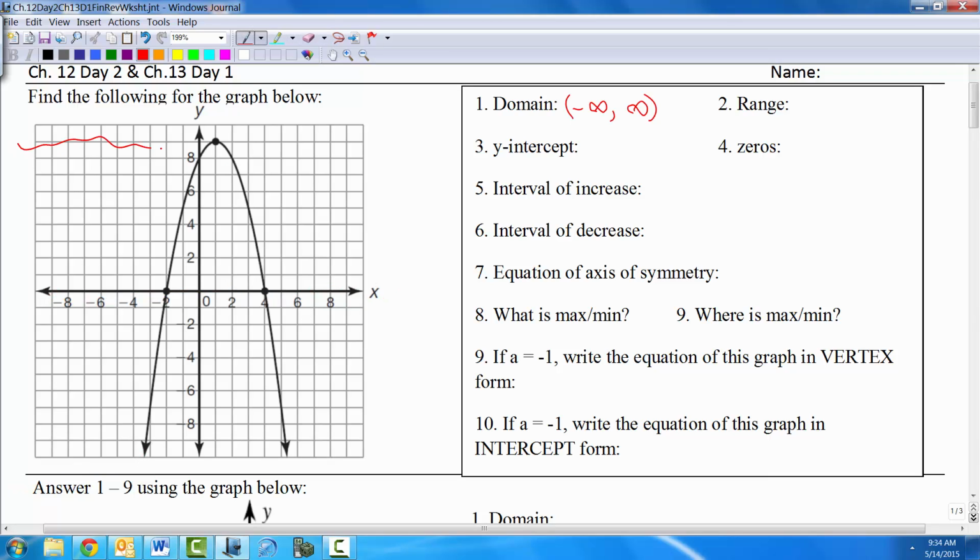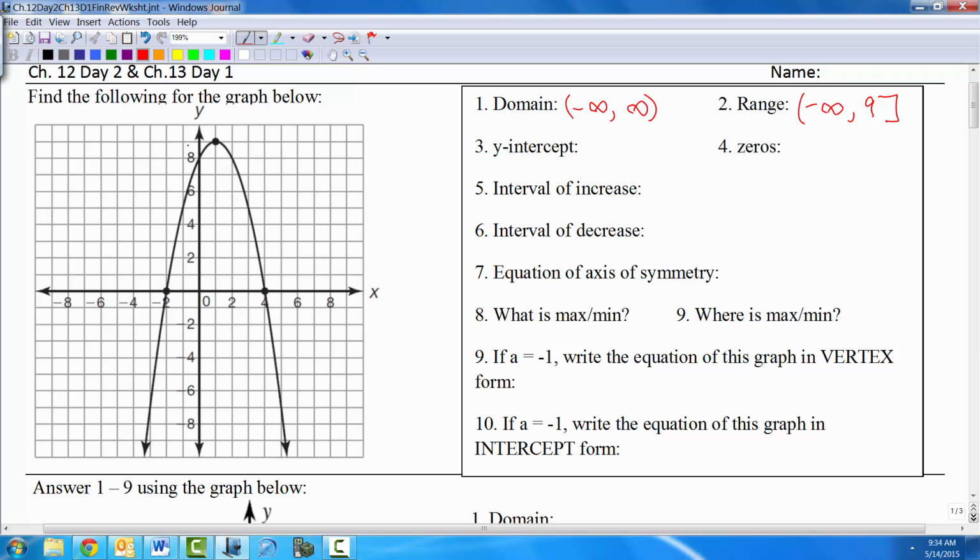Range is always a little unique for parabolas. This looks similar to a graph we might have had yesterday, but it's a little different range. This goes up to 9. So the range is these y values covered from down here, negative infinity, all the way up to 9 with a bracket, because 9 is part of the range itself, as you can see at the vertex.